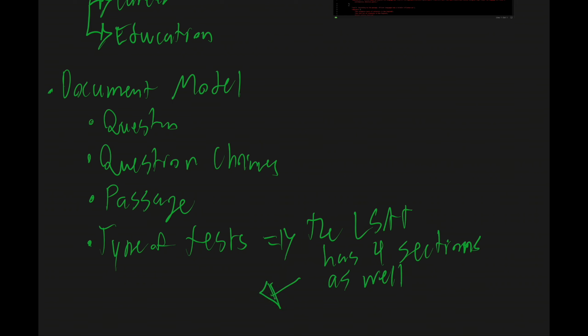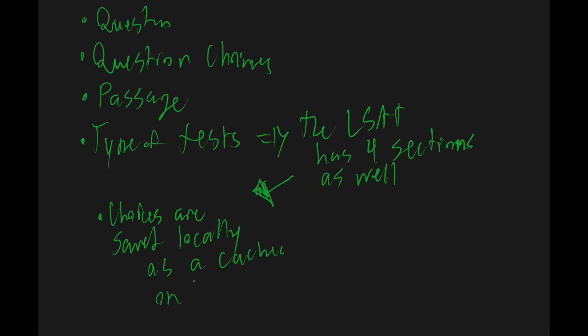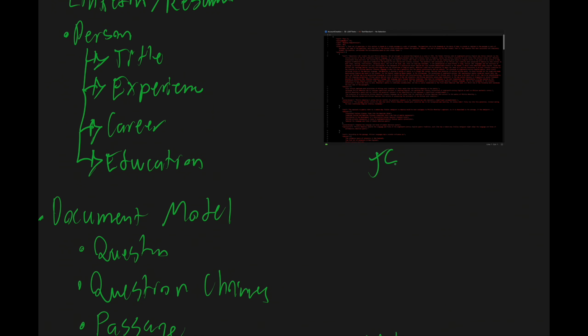And plus, choices are saved as well. Choices are saved locally as a cache on the user's phone. That way they can take the test without the need for Wi-Fi. And so that would just be an example, really, for JSON data.